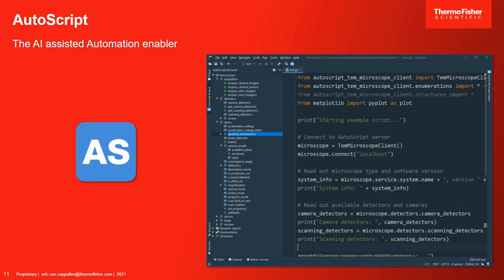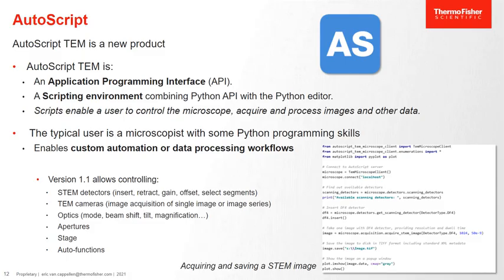But first, I need to talk about AutoScript, because it's AutoScript that is going to enable AI. We've had AutoScript for our SEM and dual beam products for many, many years, and now it has been extended to our TEM product line, meaning the Talos and the Spectra. AutoScript is a so-called API, an application programming interface, and the environment that we chose for API is Python.